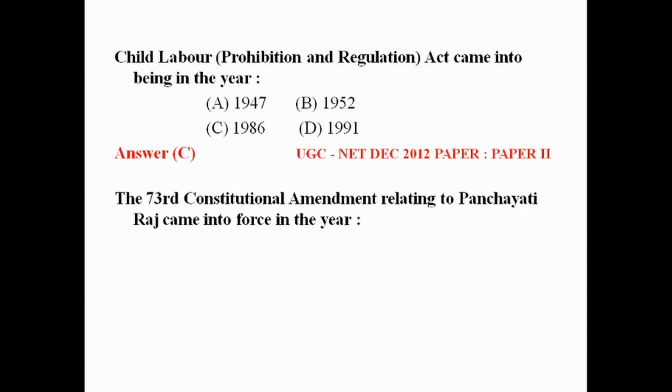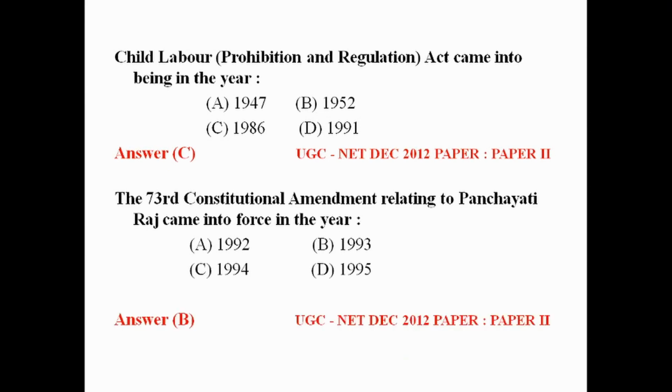Next question. The 73rd Constitutional Amendment relating to Panchayati Raj came into force in the year? The options, option A, 1992, option B, 1993, option C, 1994, and option D, 1995. The question is, the 73rd Constitutional Amendment relating to Panchayati Raj came into force in the year? The answer is option B, 1993.